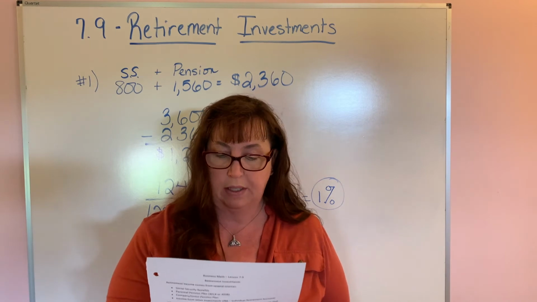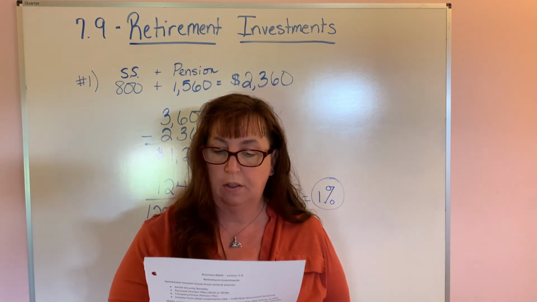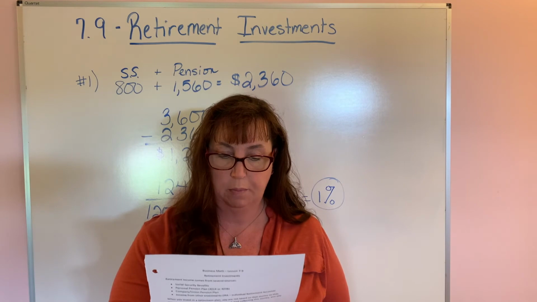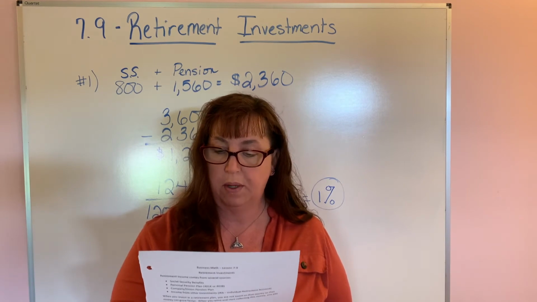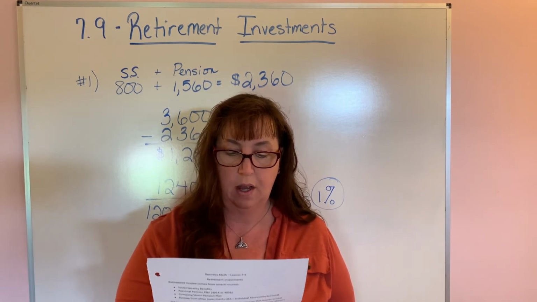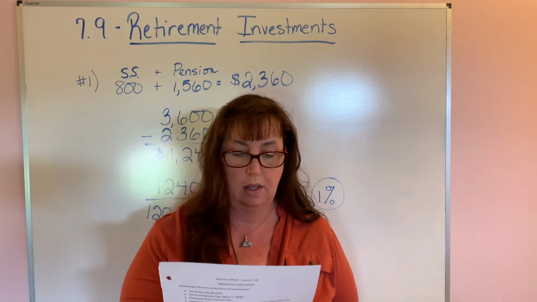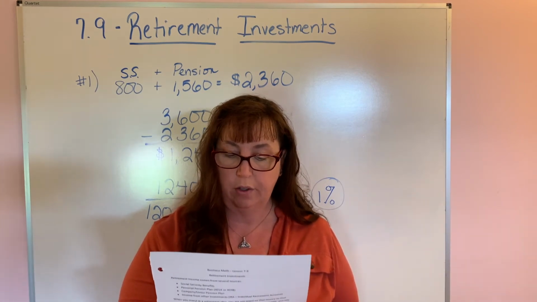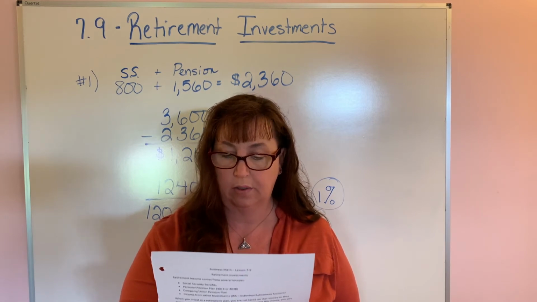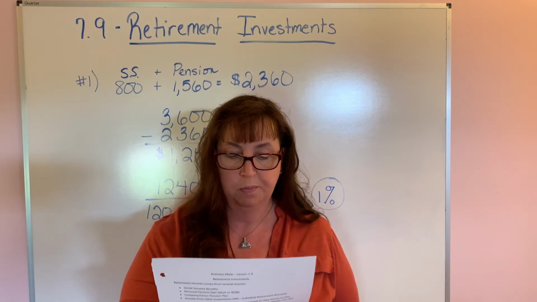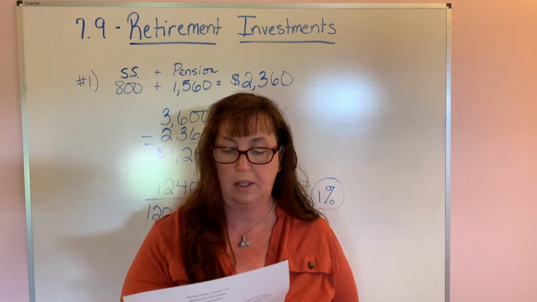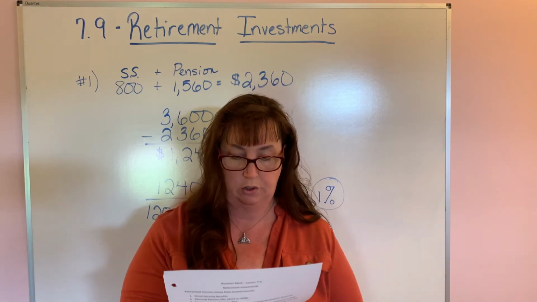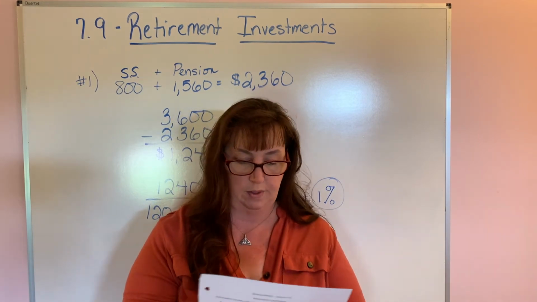Defined benefit plans pay you a specific amount on retirement. The amount you receive depends on your age at retirement, how many years you contributed, and how much you contributed over the years. If you retire early, you may be penalized or receive a reduced amount. So sometimes if you take the money out early, they're going to penalize you a percentage of that.